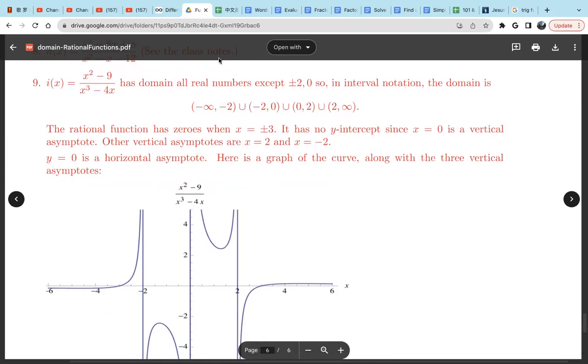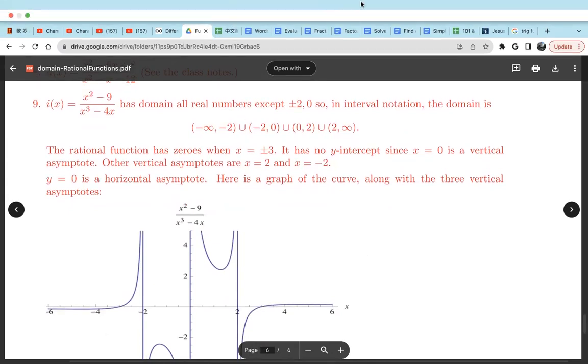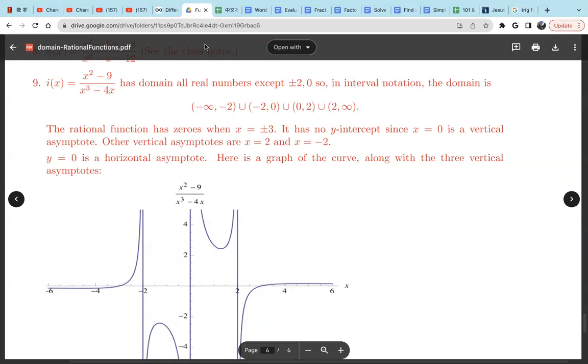Let's say number 9. Again, we need to factor this. If the denominator is not in factored form, we need to factor it. So we want to factor the denominator. x is a common factor of x cubed and 4x. Once we factor it out, we have x squared minus 4. That's a difference of 2 squares, which can be factored as x plus 2, x minus 2. So set this not equal to 0, we see x cannot be 0, x cannot be 2, x cannot be -2.